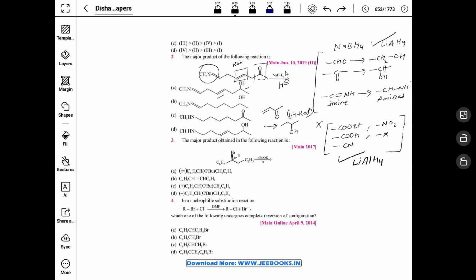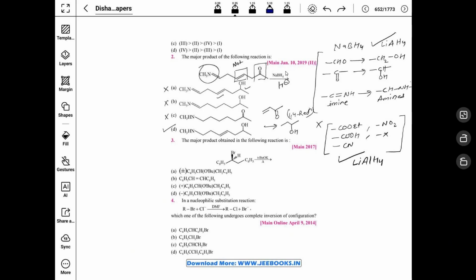This imine will reduce. Yes, so this is not the correct answer. This is also not the correct answer. Here, as we said, the double bond can't reduce because it is not in conjugation with this ketone. So this is also not the correct answer. The correct answer is this one.